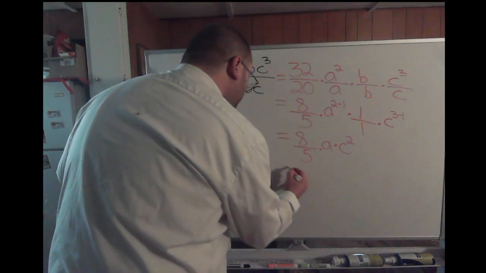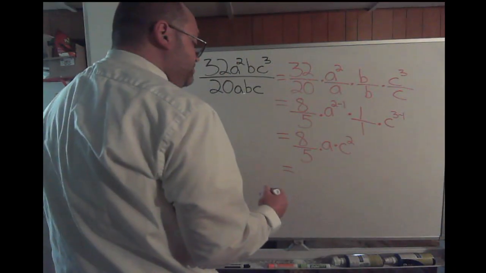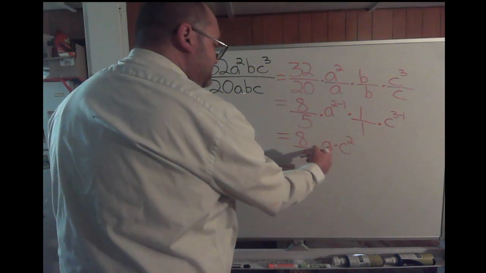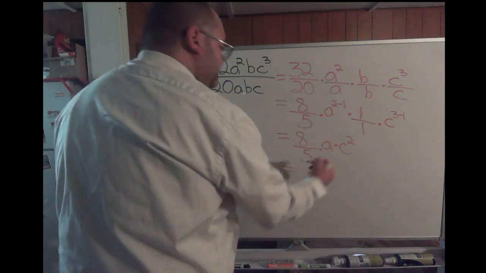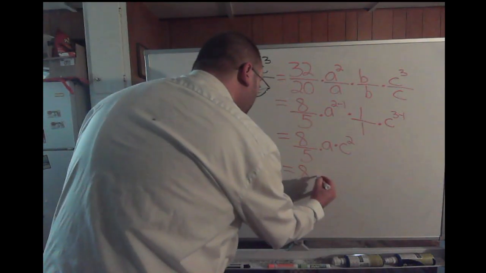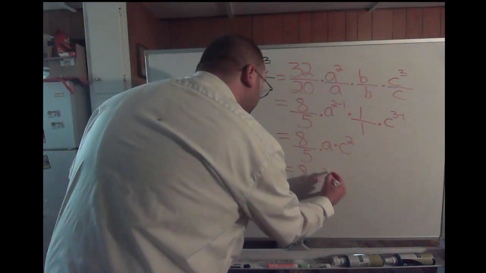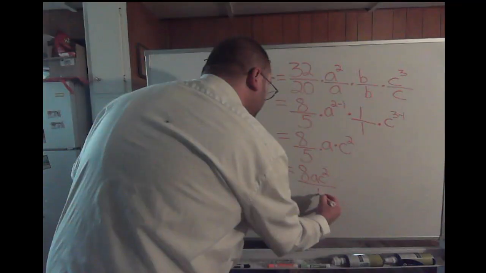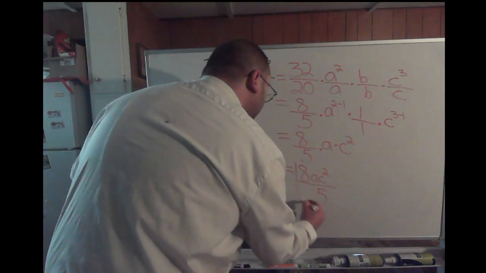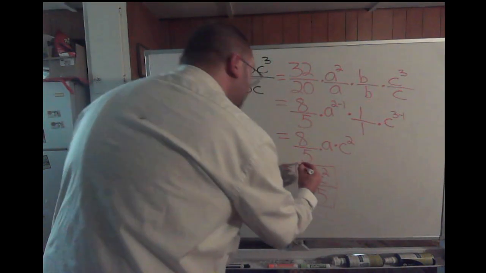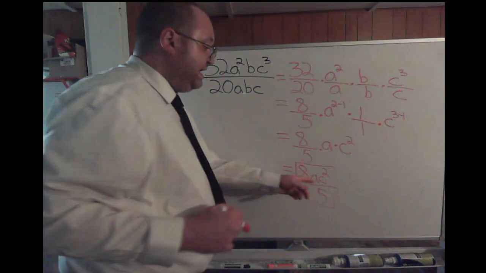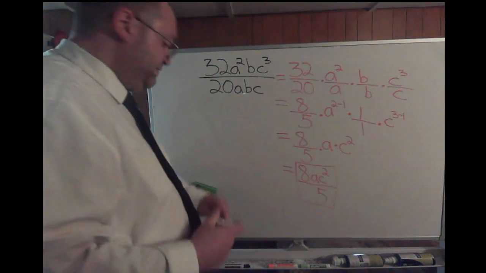So what you should get as your answer, let's go ahead and do your numerator. 8 times a is 8a times c squared is 8ac squared, all over that denominator of 5. So the answer you should get is 8ac squared over 5.